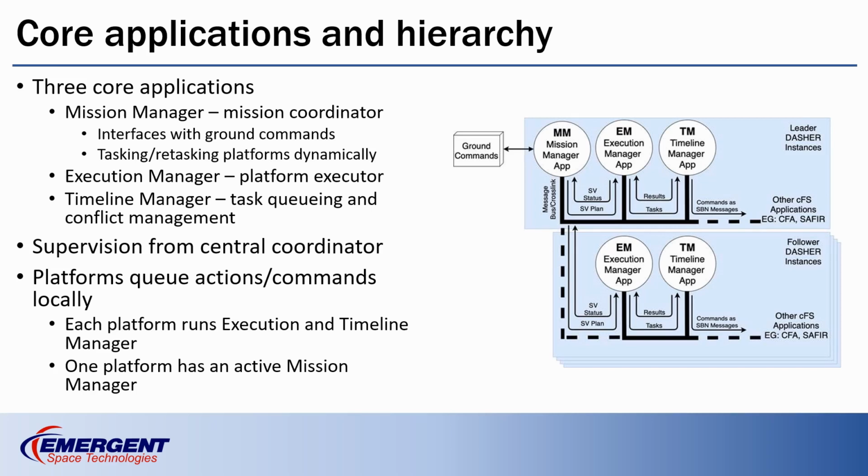The DASHER software is organized into three core applications. These are the Mission Manager, Execution Manager, and Timeline Manager. The Mission Manager's primary function is to coordinate and oversee the overall mission. It's also the primary point of contact for any commands coming from a ground system. Execution Manager and Timeline Manager together are the core autonomy stack that runs on each vehicle. Execution Manager carries out the platform's plan with the associated event-driven state transitions. Timeline Manager is a specialized application for queuing and deconflicting tasks with competing resource needs.